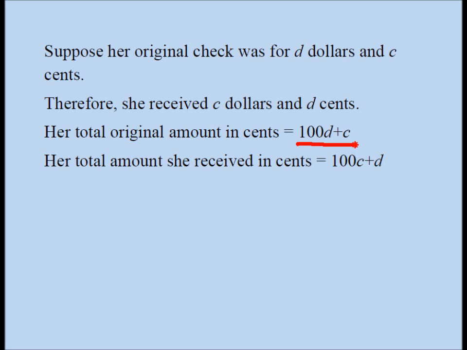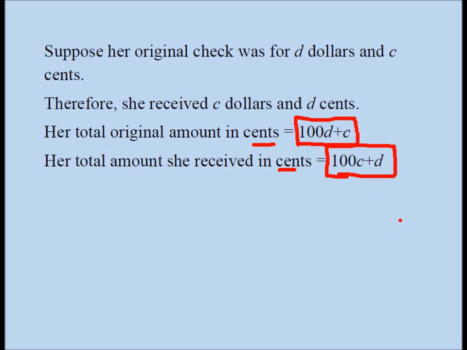Let's find out how much money in cents she were to receive according to her original check. If she were to get D dollars, she should have gotten D times 100 cents plus the C cents. This would have been her total amount that she should have gotten in cents. But she really got this amount. She got C dollars, which turns out to be 100 times C cents plus D cents, so you add the D. This is the amount she received in cents, and this is the amount she should have received in cents.